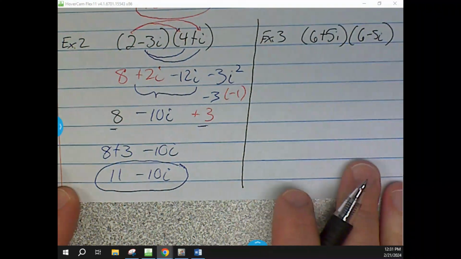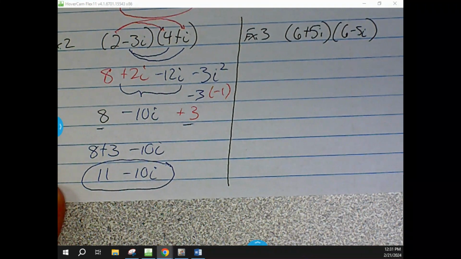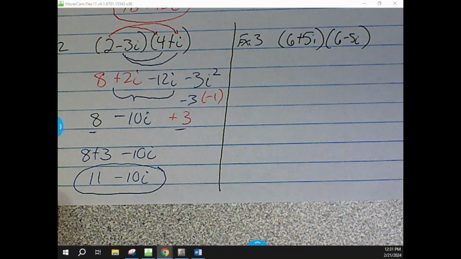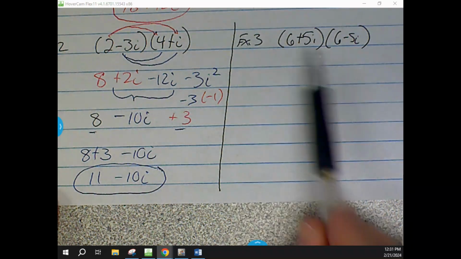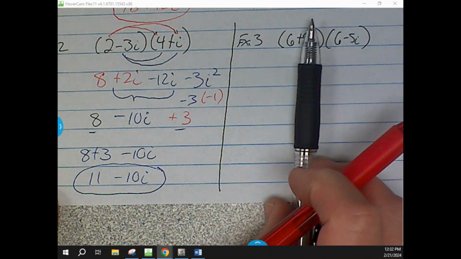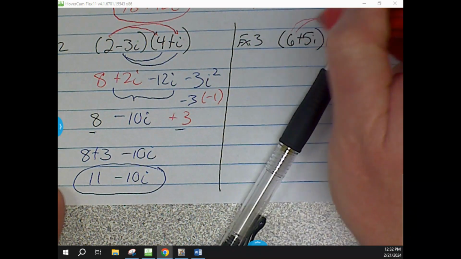Okay, last one of the day. We'll do one more multiplication, and that'll wrap us up. So for this one, we'll do 6 plus 5i and then 6 minus 5i. Okay, so again, with the FOIL method, double distributive property, we're going to forget the 5i for just a minute. We're just going to do 6 times both of these. So we're going to do 6 times 6 and then 6 times 5.